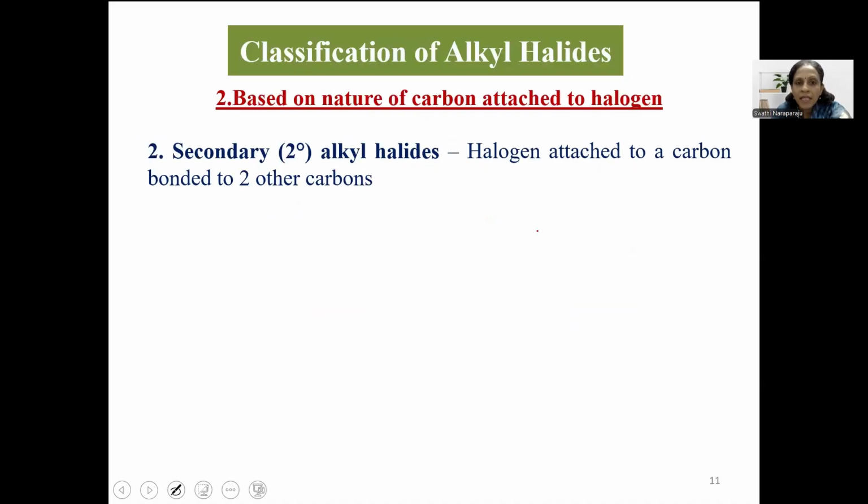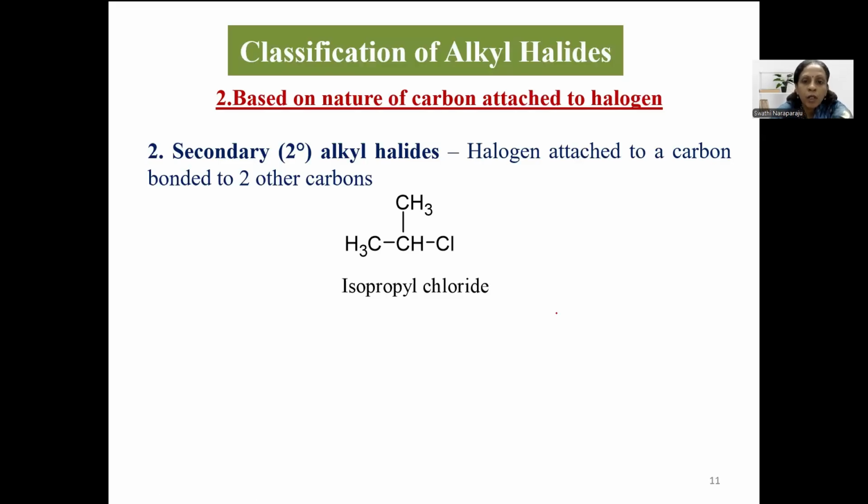The second one is secondary alkyl halide. So in this, the halogen is attached to a secondary carbon. That means when a carbon is attached to two more carbons, that is known as secondary carbon. So in the structure of isopropyl chloride, chlorine is attached to a secondary carbon. So why is it a secondary carbon? Because this carbon in turn is attached to two more carbon atoms. So that is why isopropyl chloride is an example for secondary alkyl halide.